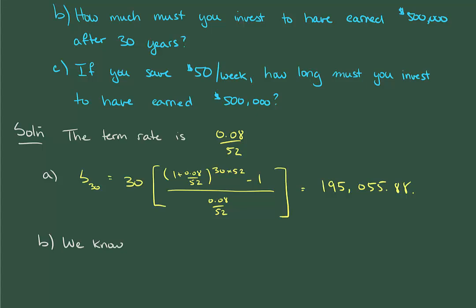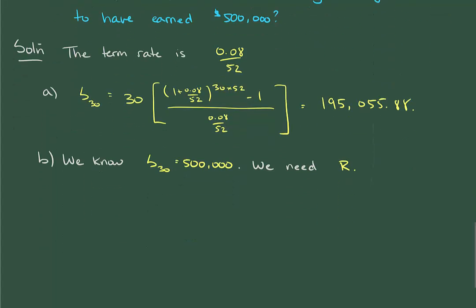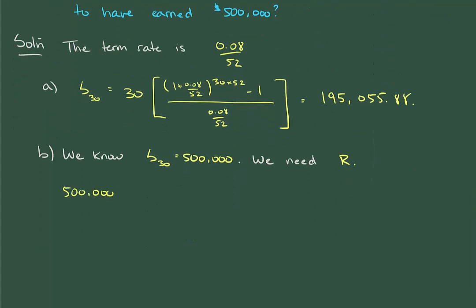Now for part B, we know what future value we'd like, namely $500,000. And this time we're looking for the weekly payments R. Throwing everything into our formula results in an expression which can be solved for R pretty quickly. Doing so gives us $76.90 per week.